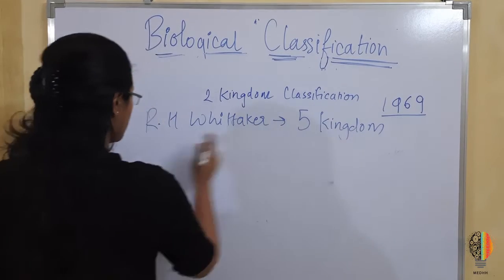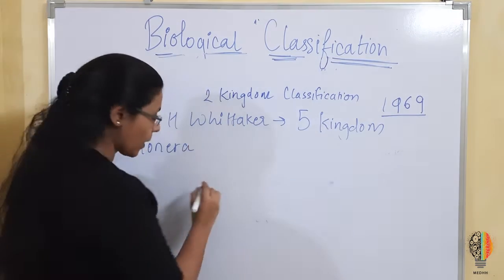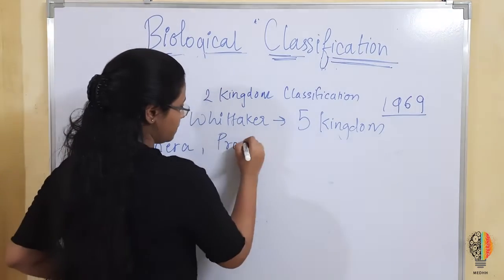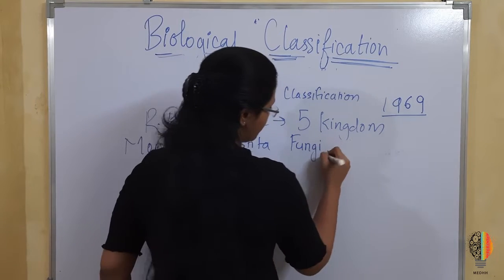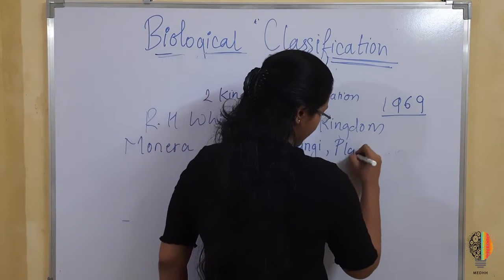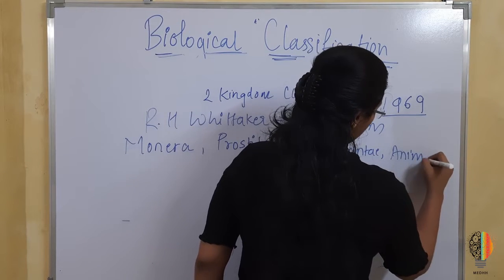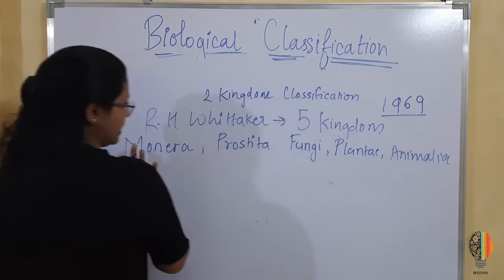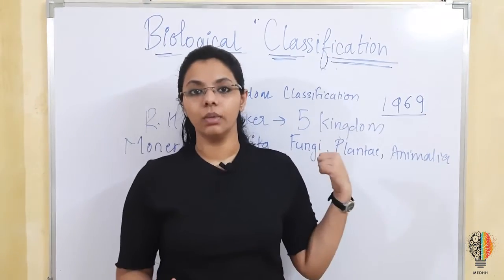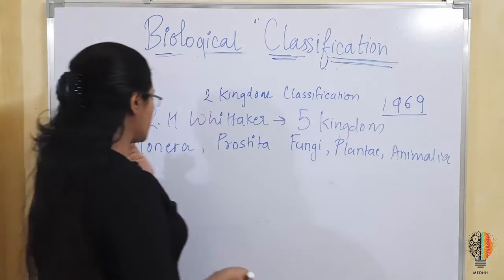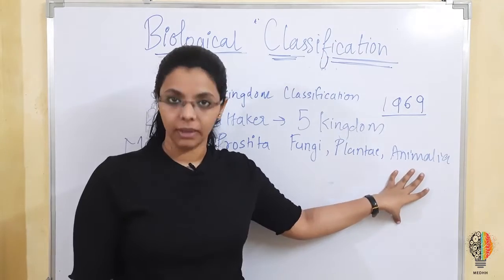Okay, so it was Monera, Protista, fungi, plantae, and animalia. These were the 5 kingdoms that were included here. Okay, that was Monera, Protista, fungi, plantae, and animalia.